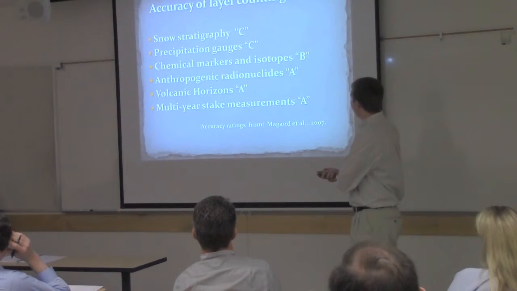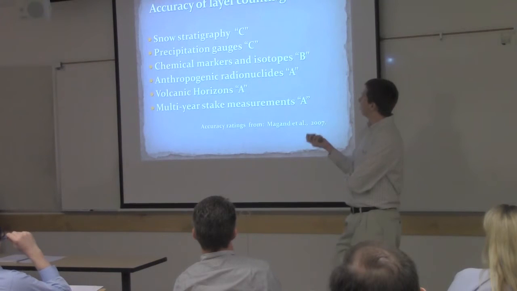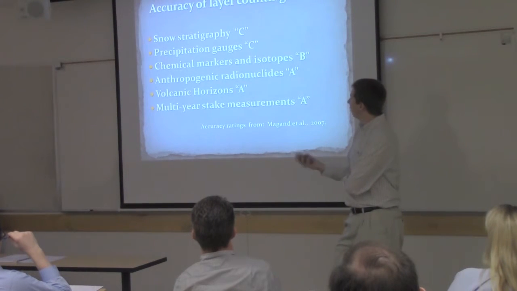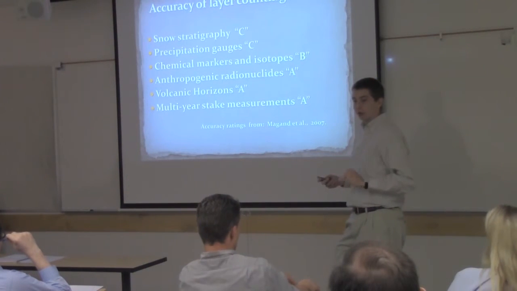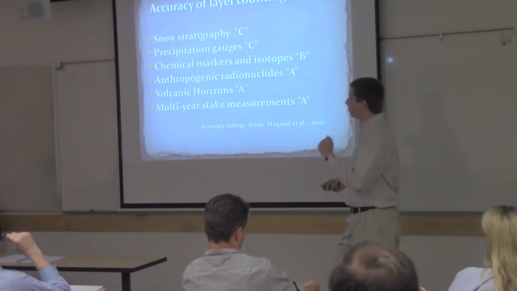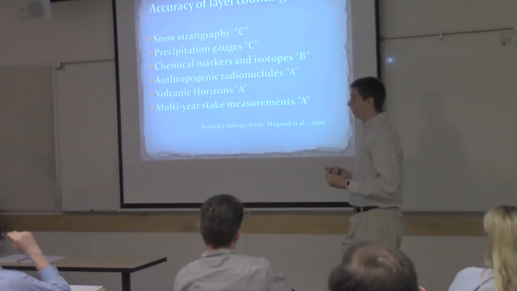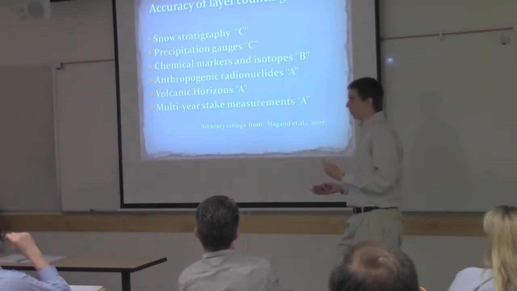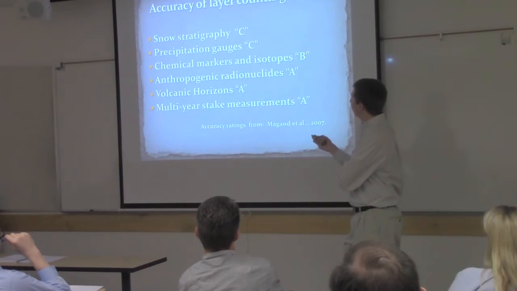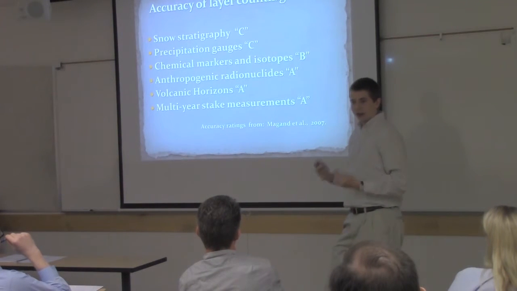And according to a recent article by Majan in 2007, he described several common methods of dating ice cores. And he gave them a C, B, or A grade in relation to their accuracy in providing an accurate date. So for example, snow stratigraphy here is given a C, meaning that it's unreliable and inaccurate.